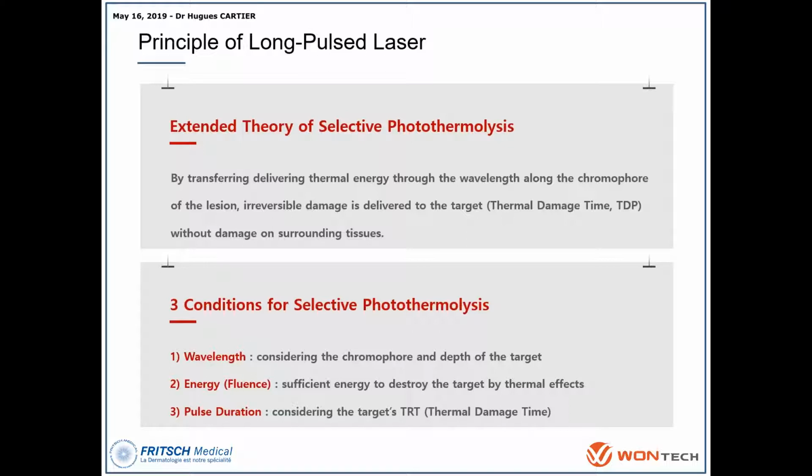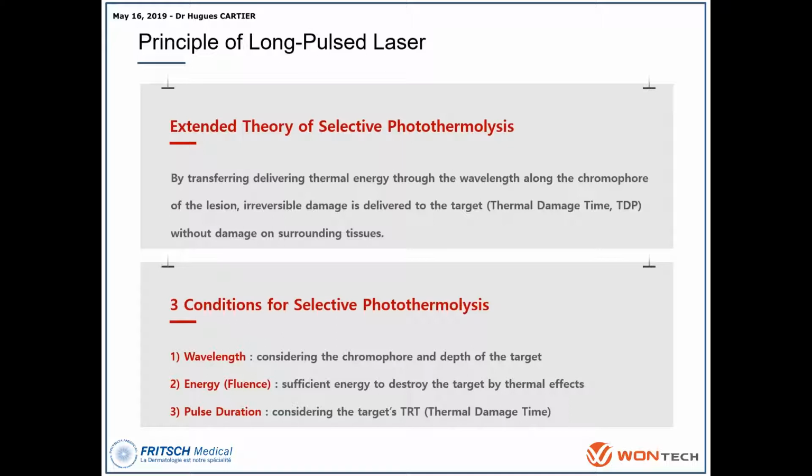The wavelength: you have two wavelengths, 1064 and 532. The fluence between the 1064 and 532 is KTP laser, and also the pulse duration from KTP from 1 millisecond to 40 milliseconds, with the Nd:YAG also a very powerful emission. And the Genesis is an automatic setting with 0.3 milliseconds for skin rejuvenation and skin remodeling.